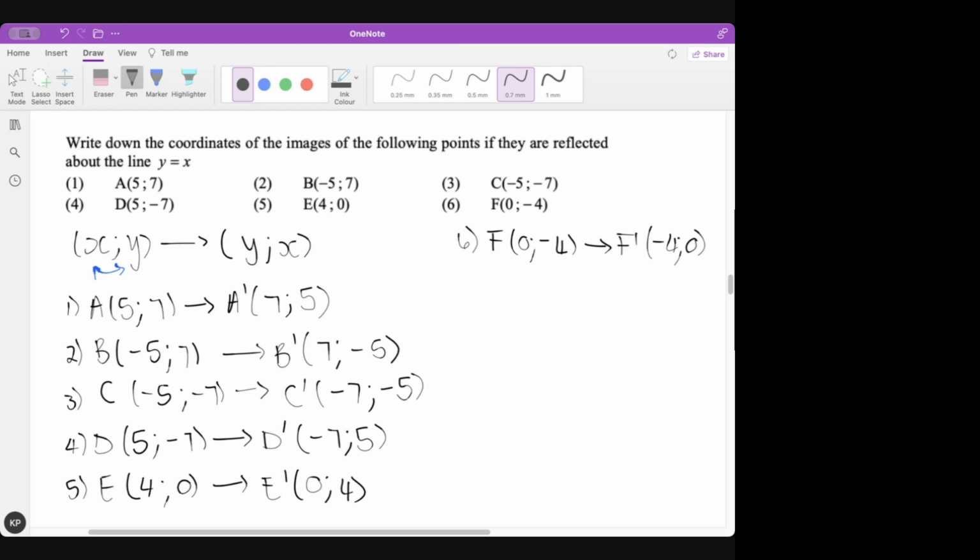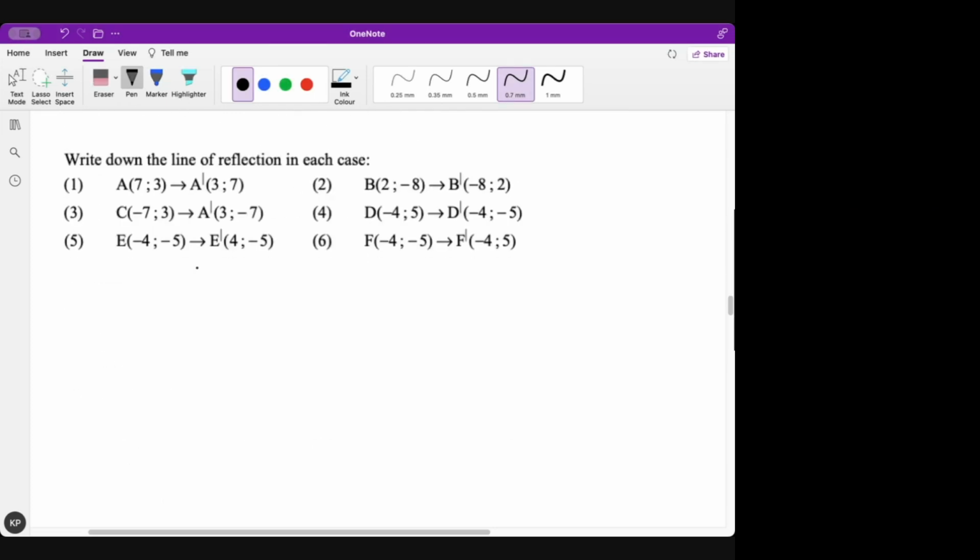Can I get a thumbs up, thumbs down on reflecting about the line y is equal to x? Okay. I think this might be the easiest of the reflections. With the other ones, you might be tempted to change the sign of the wrong one. For instance, if you are reflecting on the x-axis, you might be tempted to change the x-coordinates. So be careful of that.